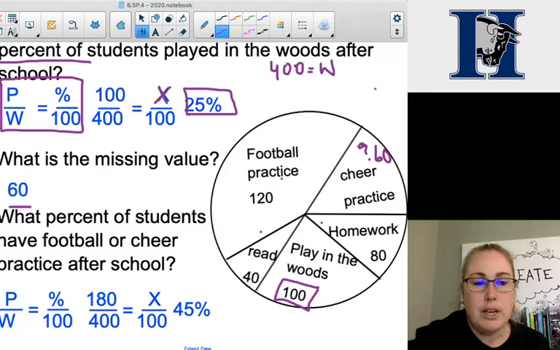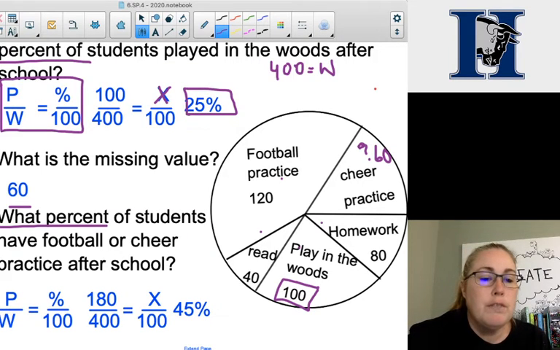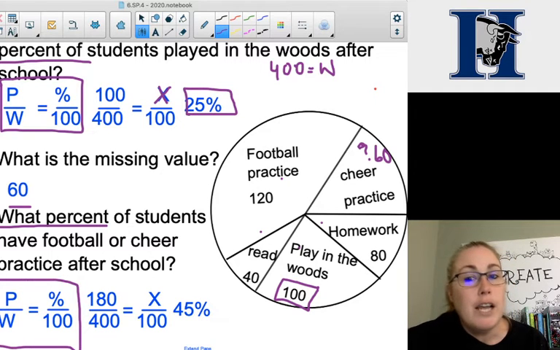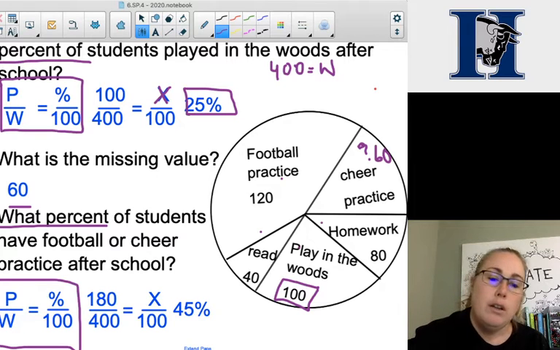Last question. What percent of students have football or cheer practice after school? It's asking for percent. I know that my circle graph is in actual people, so because I have both of those things to compare, I'm going to use a formula, and I bet you know what it is. One more time before we go. Part over whole equals percent over 100. Whew, we did it.